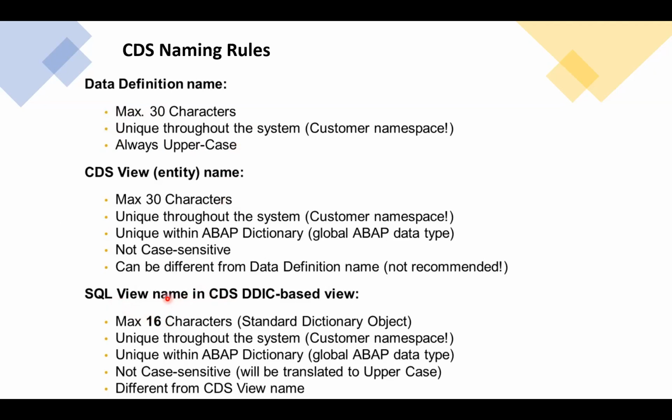And SQL view name, which has @AbapCatalog.sqlViewName, that we already know about. It supports a maximum of 16 characters, and it should be unique. Again, in the customer namespace, ABAP Dictionary, it is not case sensitive. Whatever the case we give, it will automatically be transferred to uppercase by the ABAP engine. It should be different from the CDS view name anyway. CDS view name can have more than 16 characters, but the SQL view name is restricted to 16 characters.